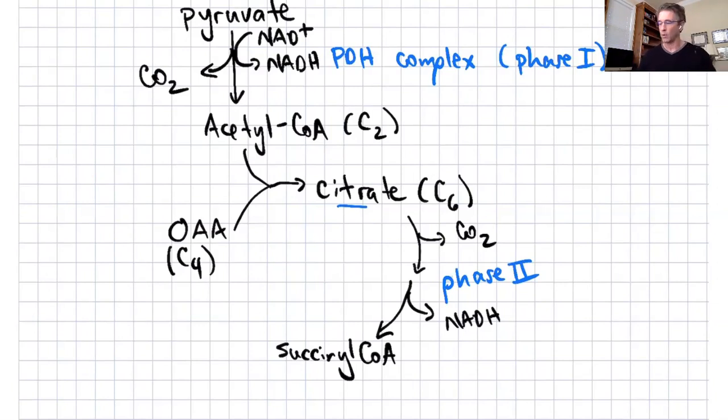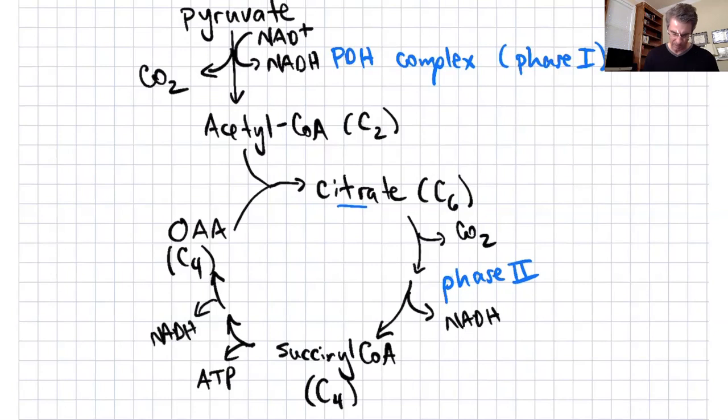Then in the subsequent video, the name of the game is how do we take the succinyl-CoA, which is again a C4 carbon backbone, and turn it back into oxaloacetate so the cycle can continue. And this is where we're going to create a little ATP, our one substrate level phosphorylation, and throw off a bunch more NADH and FADH2. Okay, so that's the big picture reminder of where we are.